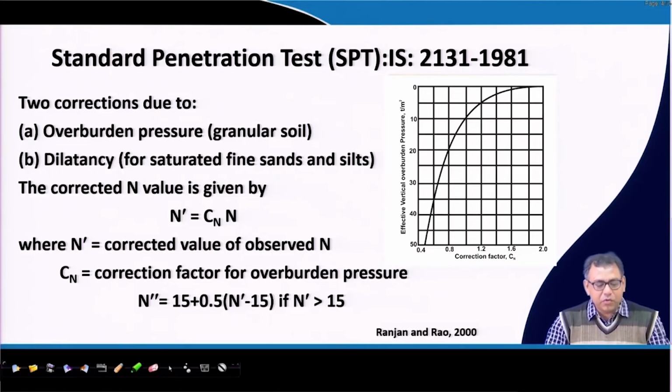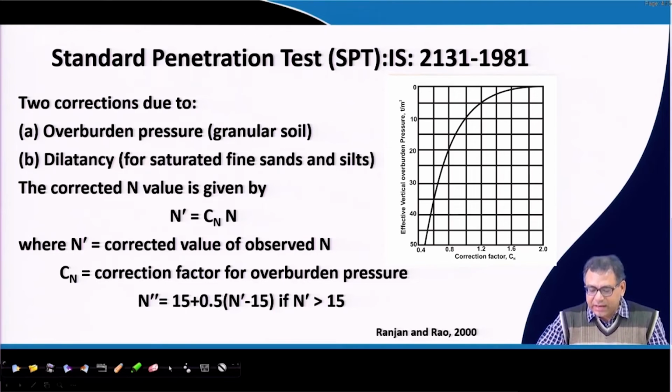Overburden pressure correction is required because at a very shallow depth the pressure that the existing soil gives is very less, but at greater depth this overburden pressure is very high. Because of that, at shallow depth we will get a very small N value, and at greater depth, because of this high overburden, we will get a much higher N value. So, we have to apply a correction so that we can remove this overburden effect.